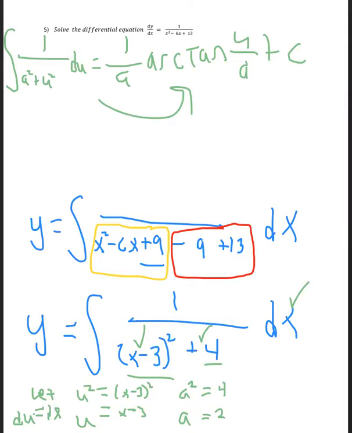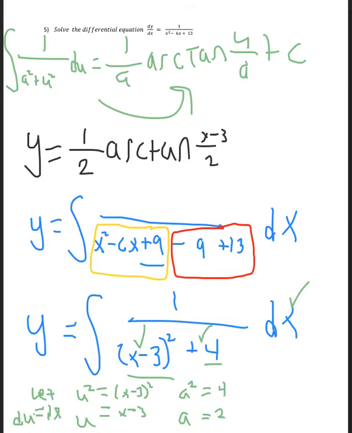So knowing that, we can now just plug it in. I know that y is equal to 1 over a, which is 1 over 2, arctan of u over a, which is x minus 3 over 2, plus c. And that's the answer to this problem.